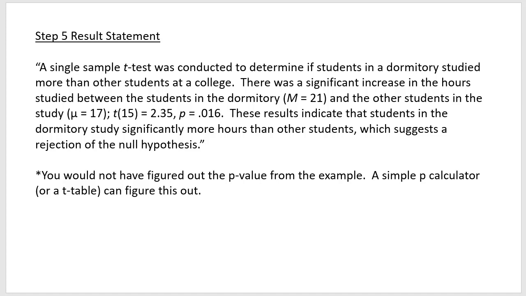A single sample t-test was conducted to determine if students in a dormitory studied more than other students at a college. There was a significant increase in the hours studied between the students in the dormitory, M = 21, and the other students in the study, the population mean being equal to 17. You had a t with 15 degrees of freedom equals 2.35 with a p equal to 0.016. These results indicate that students in the dormitory study significantly more hours than other students, which suggests a rejection of the null hypothesis. That's it.